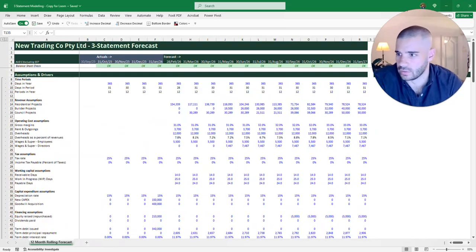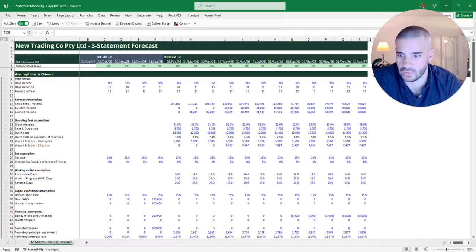Now, what this thing does, it takes some actual figures and then we make some assumptions and we're going to forecast out our financial statements for a number of months or periods. This one's set up monthly. You can do these yearly.